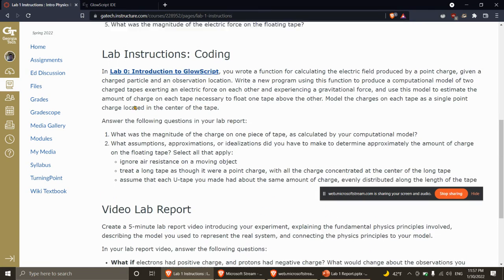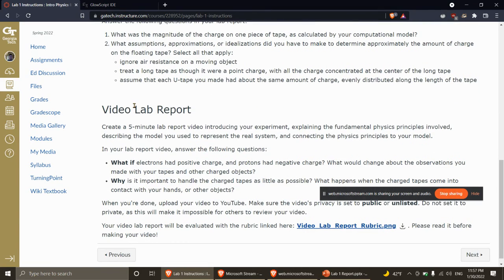And finally, if the electrons had a positive charge and the protons had a negative charge, it would change a bit, because certain things would be attracted to each other. Like the U-tapes right now, they're probably negative. I assumed they were negative because they were attracted to a lot of things. Positive doesn't attract, quote unquote, neutral things. So that's how I assumed it's negative.